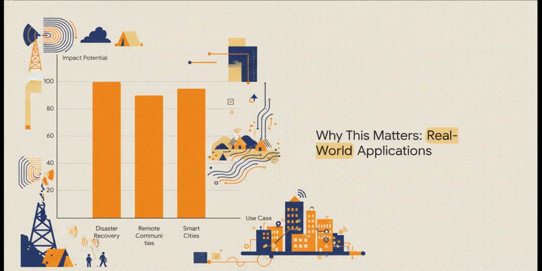Okay, so why does any of this matter in the real world? Well, look at the applications. In disaster recovery, you can set up communication networks in minutes when all the cell towers are down. For remote communities, you can bring the internet to people without having to lay thousands of miles of expensive cable. And for smart cities, this is how you connect millions of sensors for traffic, lighting, and utilities all seamlessly.